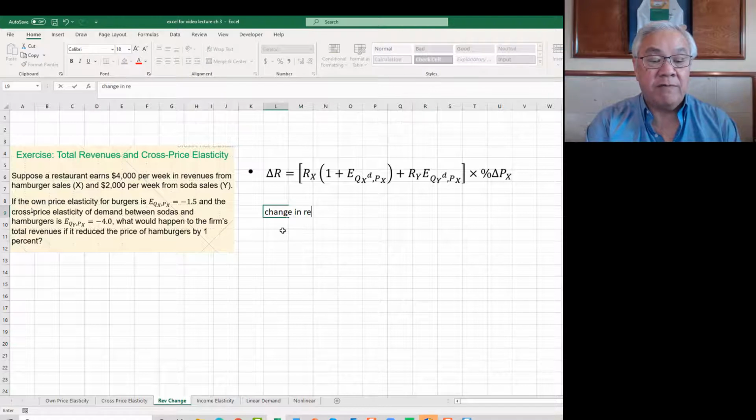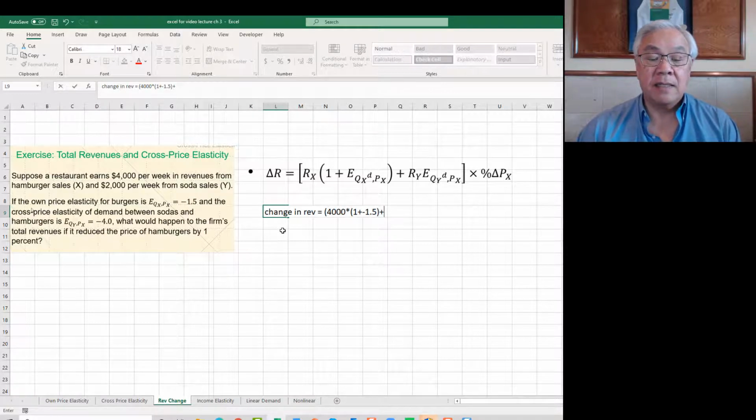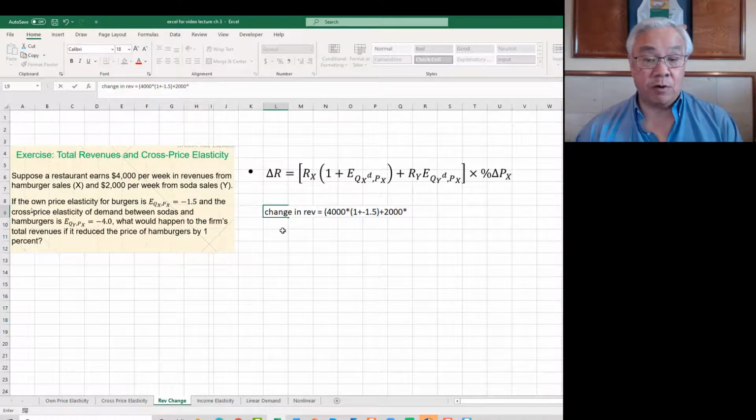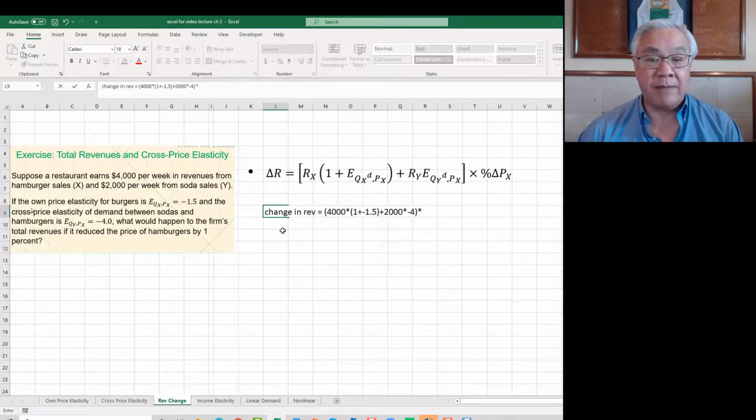So change in revenue equals, and we'll do this nice and slowly. We have the revenue from hamburgers, 4,000, times 1 plus the own price elasticity of -1.5. And then to that, we add 2,000 for the soda times the cross price elasticity of -4. And we have that expression multiplied times the change in the price of hamburgers, which is a reduction of 1%. So it's minus 0.01. So now we can solve it.